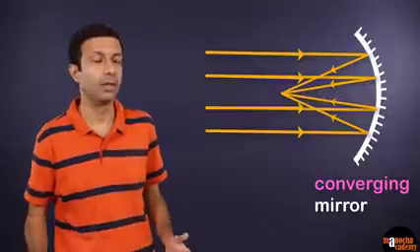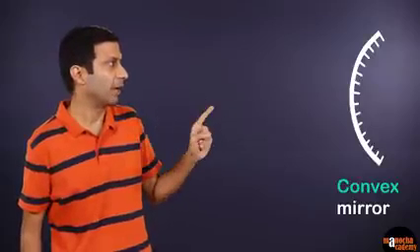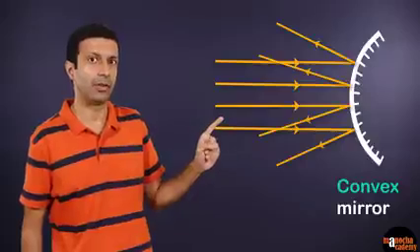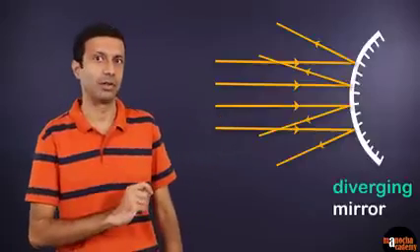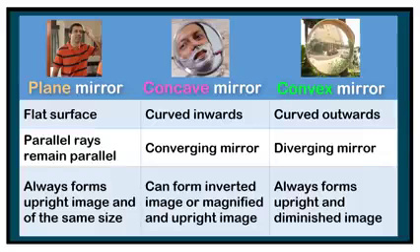And now let's look at the convex mirror. So if you throw the parallel beam again, can you see that the convex mirror is diverging the light rays? So the convex mirror has a diverging action. It's a diverging mirror. Here's a comparison table of a plane, concave and convex mirror.